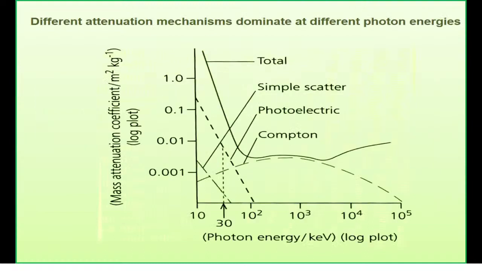Different attenuation mechanisms dominate at different photon energies, and you can see that this photon energy of 30 kilo-electron volts is chosen to provide the most contrast image of the tissues when internal structures of the human body are under investigation.